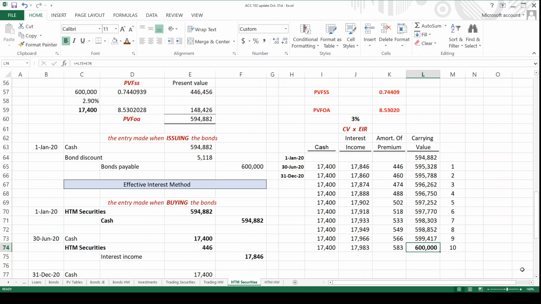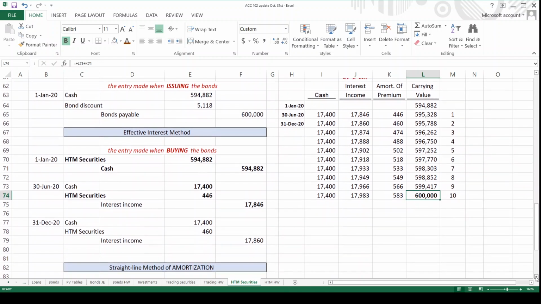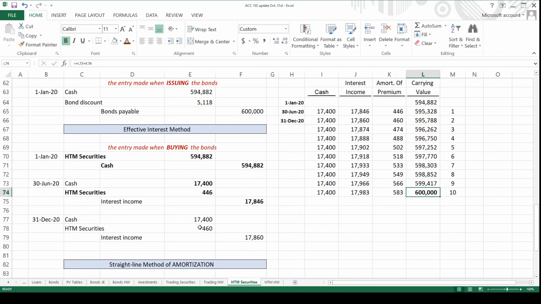All right, so what does the second semi-annual interest payment look like? Well, it's the same configuration of accounts, but now what happened? The carrying value has gone up a little bit. How much? Went up by $446, which is going to slightly change your interest income. So now it's $17,860. You find the difference.